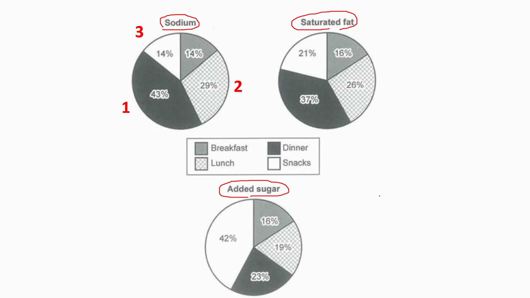They're the same, 14%. So for saturated fat, I will start again with the highest, 37% dinner, then 26% lunch, then 21% snacks, and the lowest, breakfast, 16%. And the last one, added sugar, I will start again with the highest, 42% snacks, then dinner, and after that, lunch and breakfast. So this is the order that I'm going to present the data in my writing.